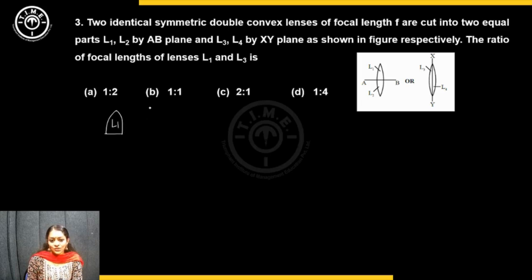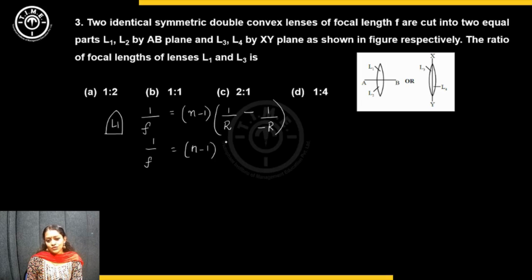So we can write the equation of that focal length using Lensmaker's equation. 1/f = (n - 1) into (1/r - 1/(-r)), isn't it? By applying the sign conventions. So here you will get 1/f = (n - 1) into 2/r. Let us mark it as equation number 1.